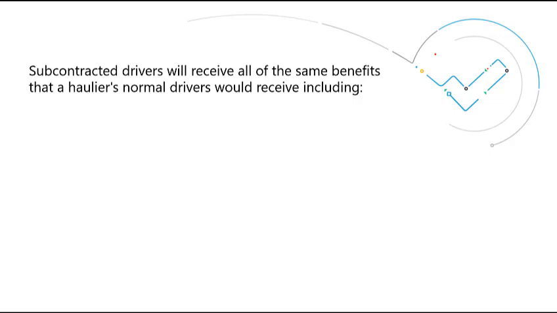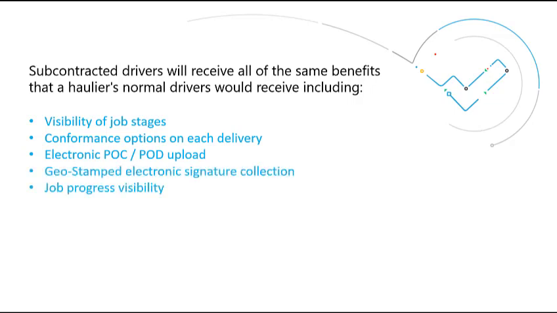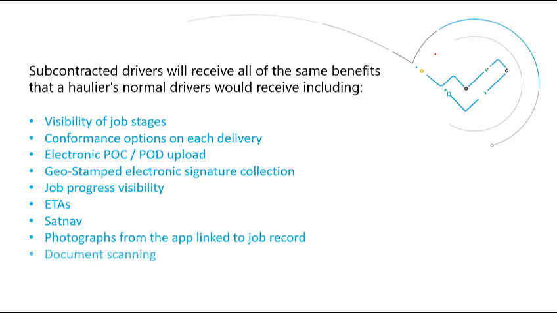Subcontracted drivers will receive all of the same benefits that haulier's normal drivers would receive, including visibility of job stages, conformance options on each delivery, electronic POC and POD upload, geo-stamped electronic signature collection, job progress visibility, ETAs, sat-nav, photographs from the app linked to the job record, document scanning, and more.